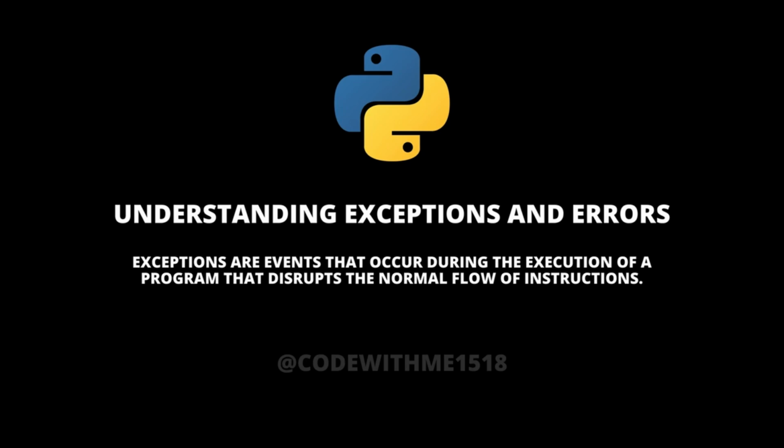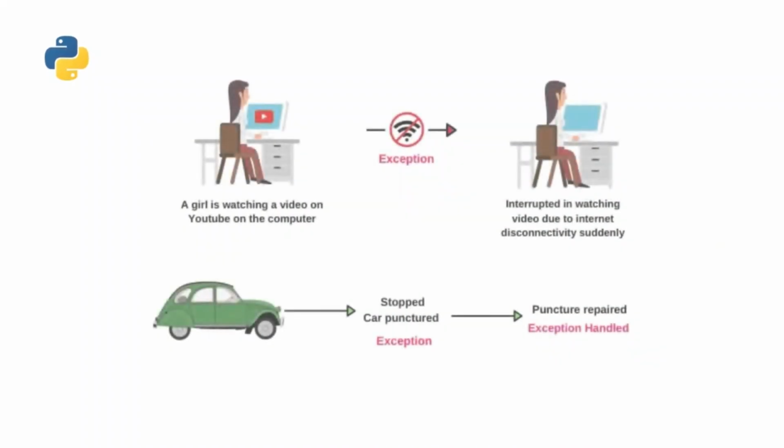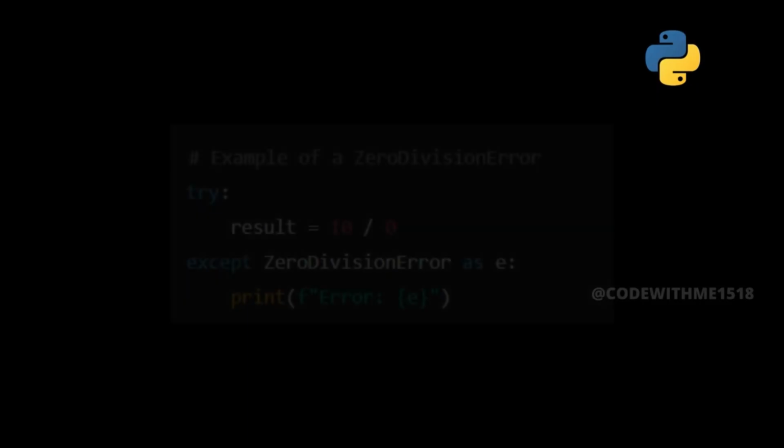Understanding what exceptions and errors are in Python. Exceptions are events that occur during the execution of a program that disrupt the normal flow of instructions. Here's an example of an exception.